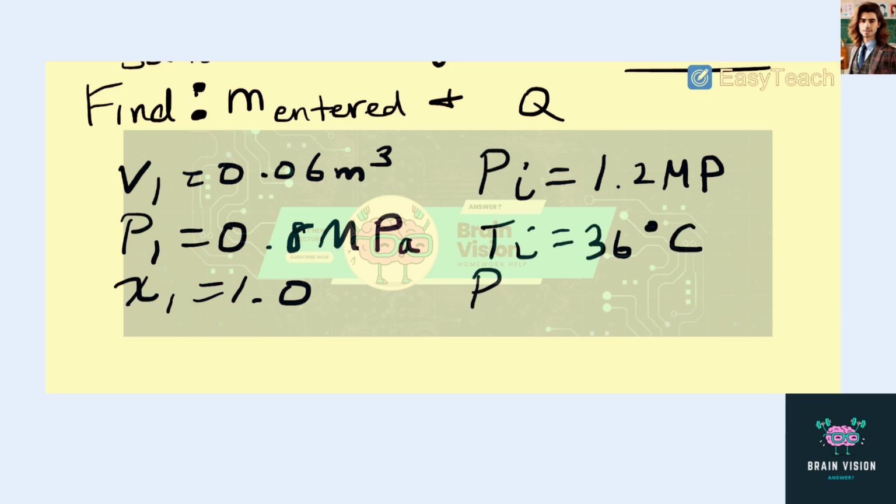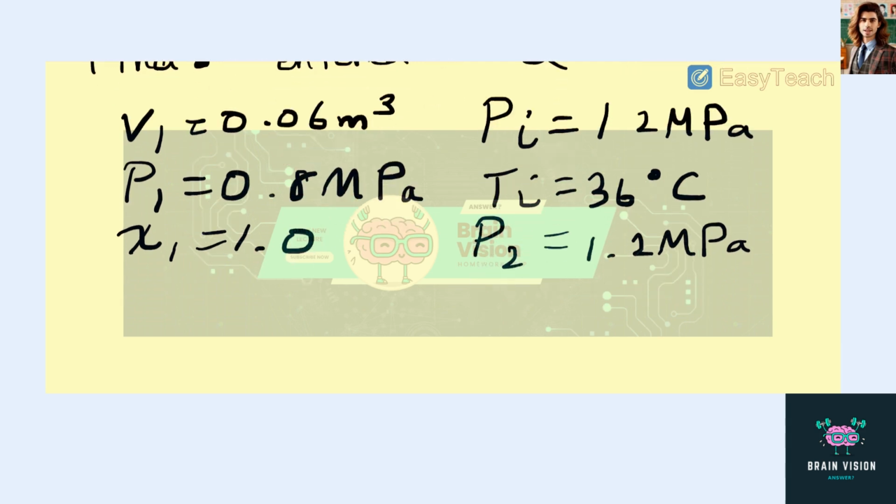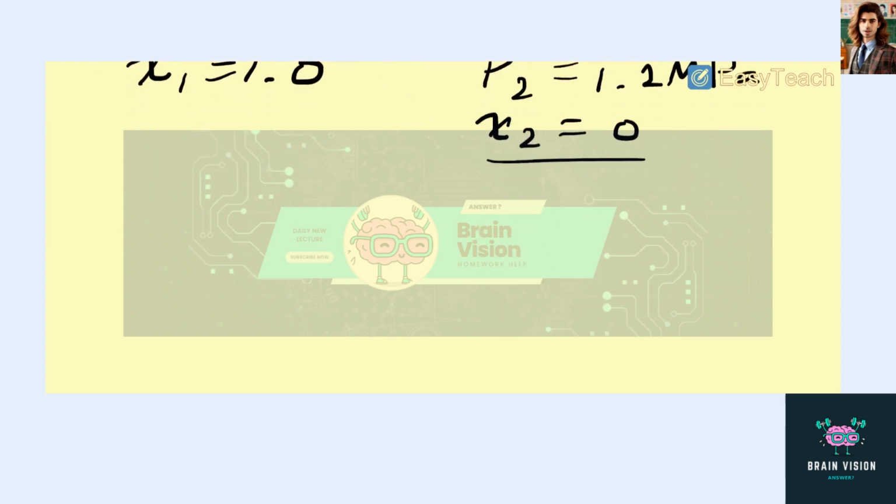The final pressure in the tank when the valve closes is 1.2 MPa. The final refrigerant quality is going to be equal to 0, since we know that the valve is closing when it's entirely saturated liquid. So we're just using the definition of quality. We're also going to assume that it's a uniform process, there's no work, and kinetic energy and potential energy are going to be neglected.